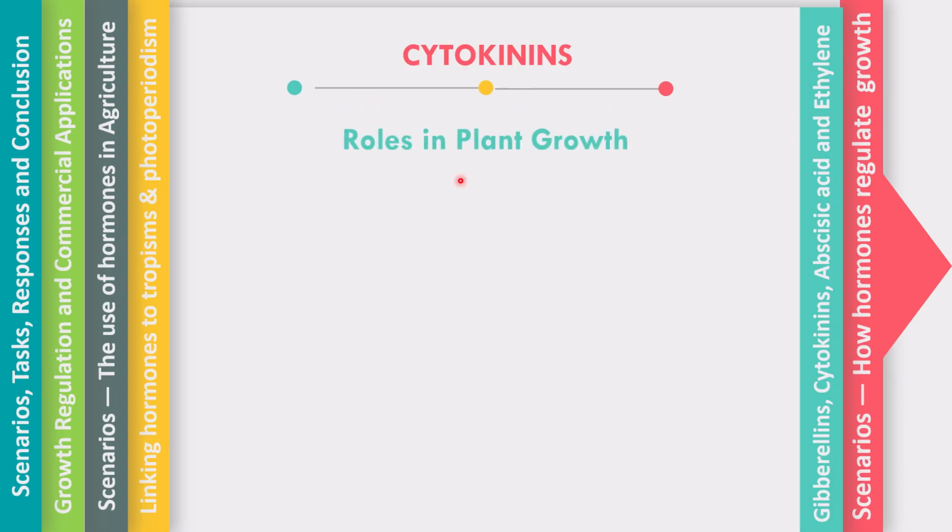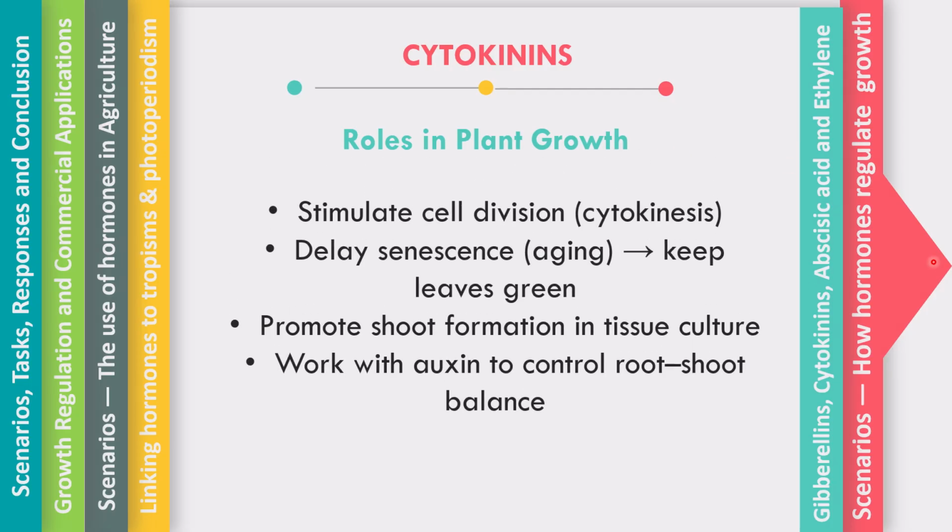Cytokinins. What are the roles of cytokinins in plant growth? Stimulate cell division, cytokinesis, delay senescence, aging, and keep leaves green, promote shoot formation in tissue culture, work with auxin to control root shoot balance.